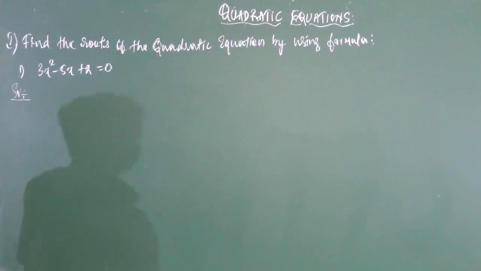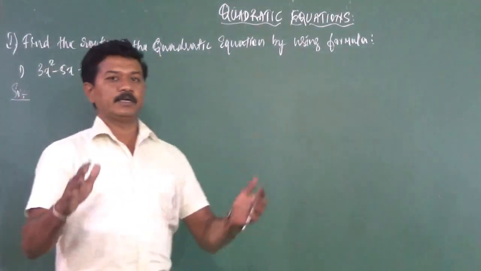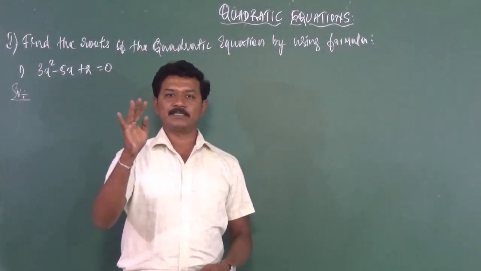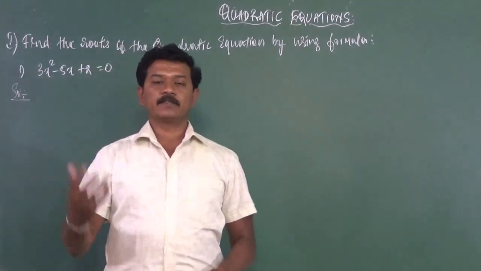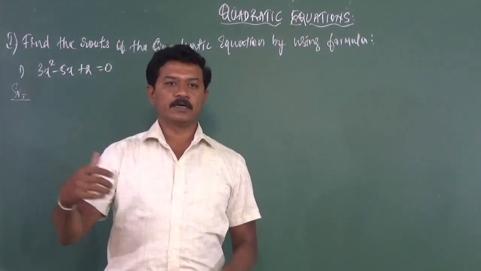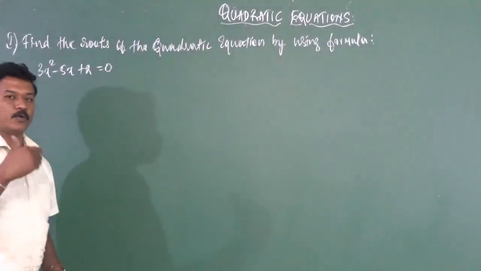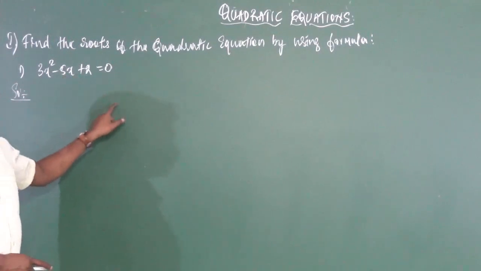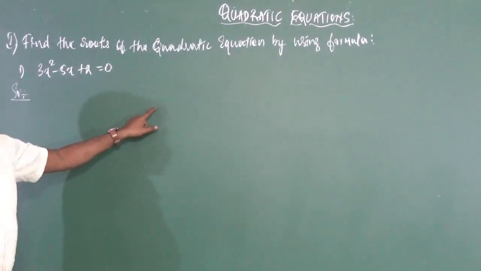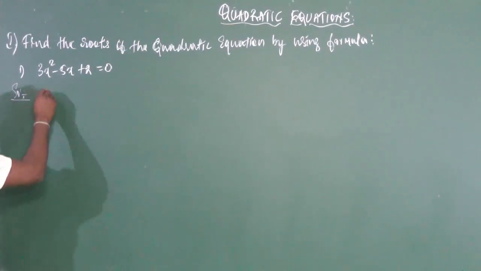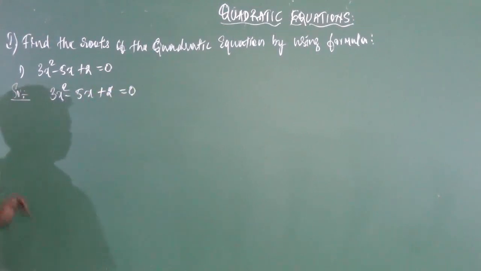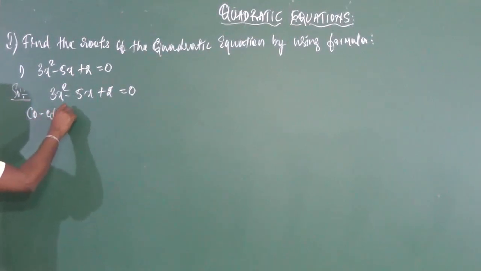As the quadratic formula involves terms like a, b and c, you have to extract the values of a, b and c from the quadratic equation. That is the coefficients. The coefficient of x square you have to extract, the coefficient of x you have to write, the value of c you have to write, and then we will apply the formula and reach the roots. So 3x square minus 5x plus 2 is equal to 0 is the given quadratic equation. Now let us write the coefficients.